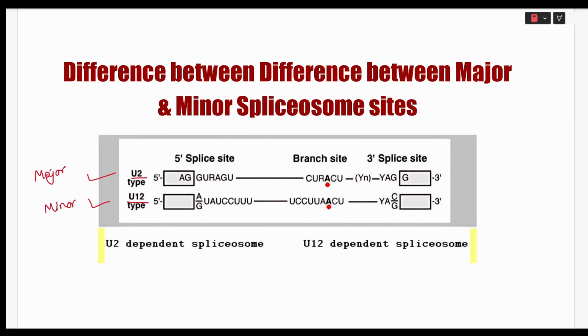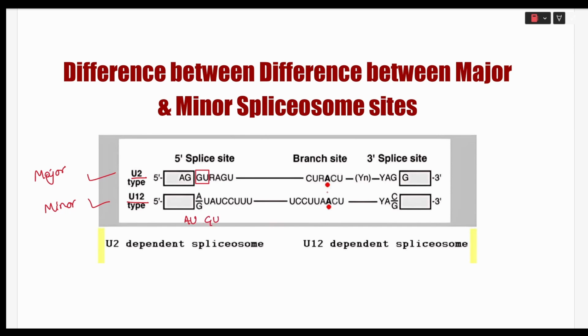As you can see, most of them are almost the same. However, there are some differences. For example, the 5' splicing site contains a conserved sequence of GU in the case of the major spliceosome. In the case of the minor, there are two possible sequences. It can be AU, it can be GU. Both of them are possible.